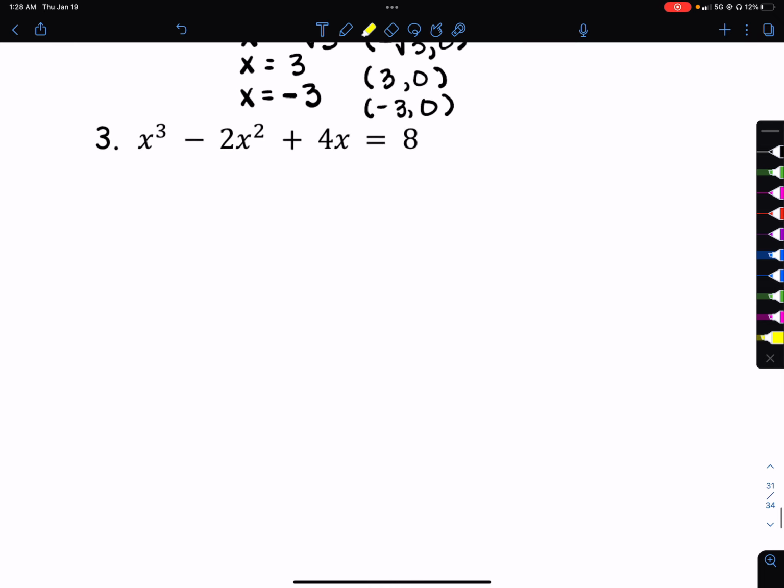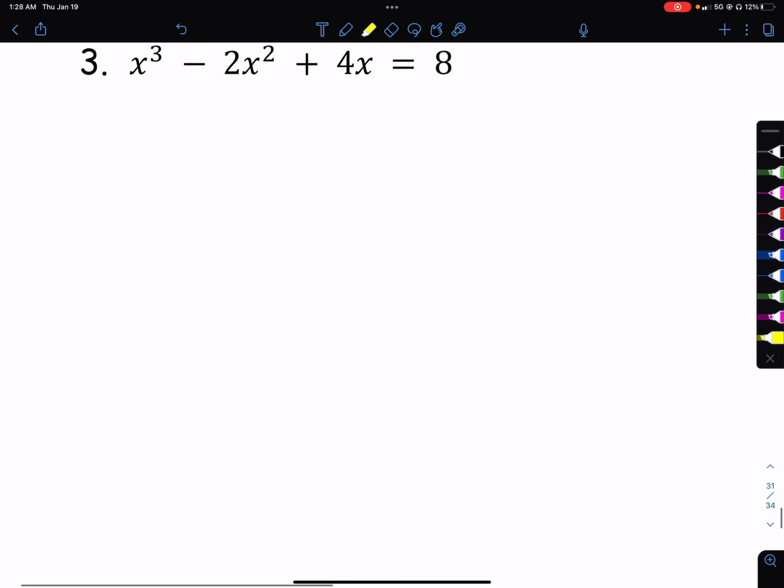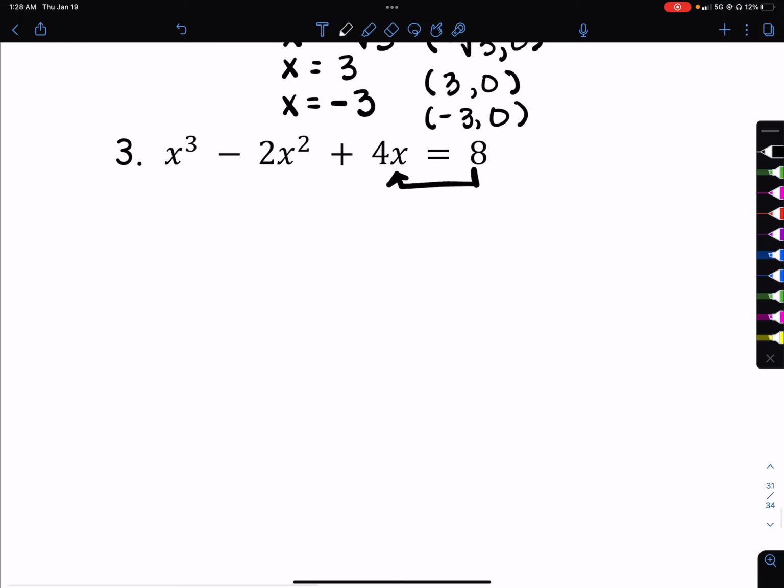Okay. Example number 3 here. On this one here, first thing we're going to do is we're going to get it set equal to 0. Okay? So I'm going to move this positive 8 to the opposite side, and it's going to become a negative 8. Now, it doesn't combine with the 4x, it's just where the arrow went. So we have x cubed minus 2x squared plus 4x minus 8, because they are not like terms, equals 0.